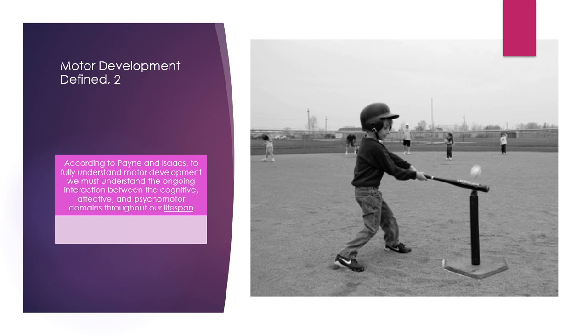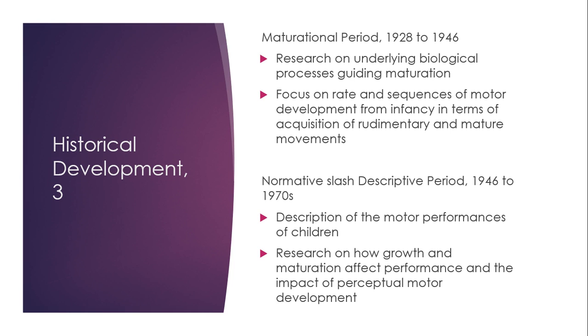They point out that motor development is complex, and to fully understand it, we must understand the ongoing interaction between the cognitive, affective, and psychomotor domains throughout our lifespan. Motor development traces its roots to developmental psychology. Gallahue, Osmond, and Goodway describe the history of motor development as moving through three periods of growth, based on the explanations used to describe the developmental process: the maturational period from 1928 to 1946, the normative descriptive period of 1946 through the 1970s, and the process-oriented period, which is the 1980s to the present.